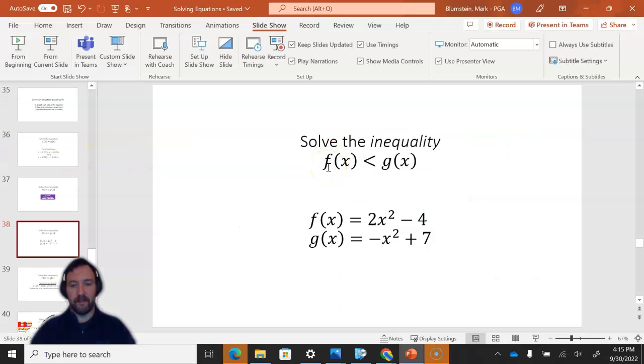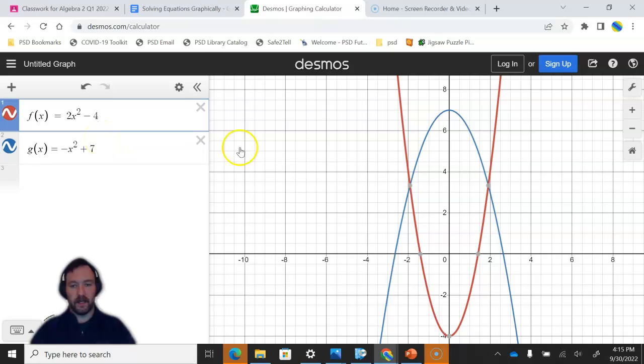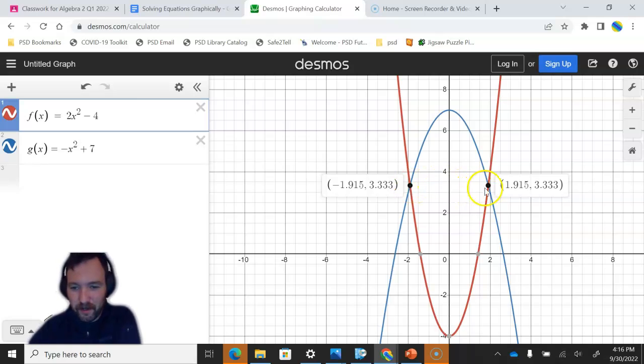Where is f, the left, less than g, the right, or red? Where is red less than blue? Okay. Well, all I have to do is say, for which values is the blue curve on top of the red curve? And notice that the intersection points play a role here again, because the intersection points, where they're equal, split up the regions into where they're not equal. So the points where they're equal split up where they're not equal.